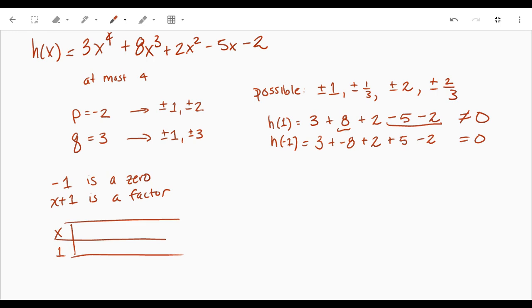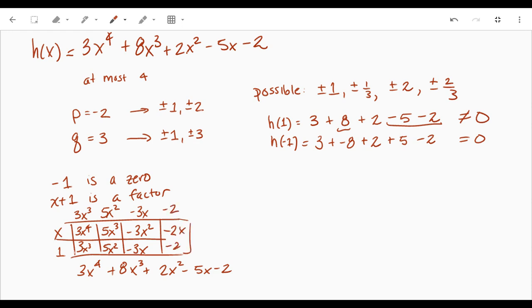Okay, to get to 3x to the 4th plus 8x cubed plus 2x squared minus 5x minus 2. So we'll have 3x cubed here. So we need a 5x cubed here. And remember, there's not going to be a remainder. So if I get a remainder, I know that I did something wrong. We'll need a negative 3x squared here. Okay, we'll need a negative 2x here.